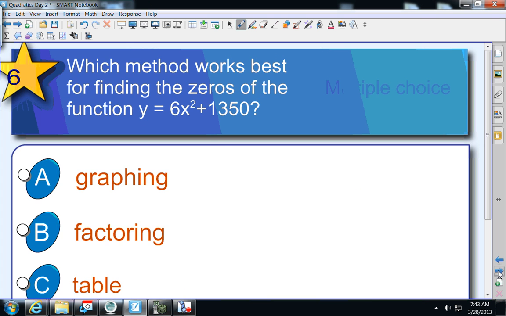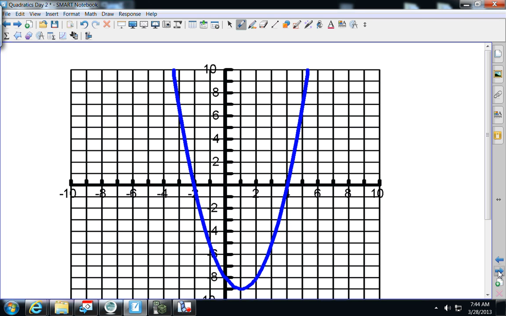Let's see. We'll go back to some of these. All right. Right here. I want you to write down and tell me what are the solutions. What are the roots? You should be able to look at this graph right now and just write it down quickly and then show me your boards, please.